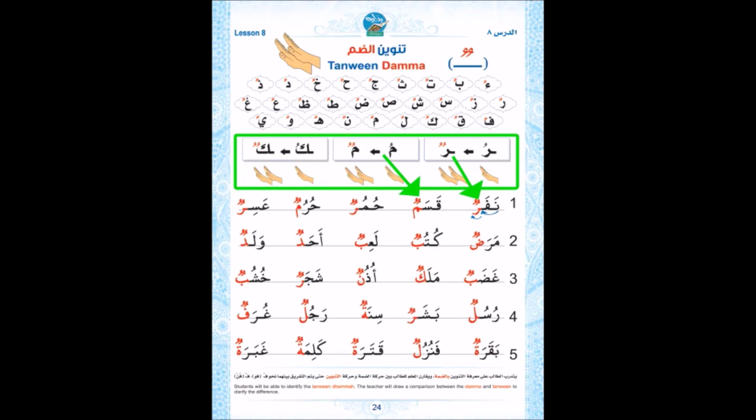Tanween Dhamm is represented with two upward hand motions. Again, the most important takeaway is that the Dhamma and Tanween Dhamm are two related concepts. We don't want students to think of them as two separate things. Tanween Dhamm is merely two dhammas put together with an added sound of noon at the end. For example, Ra dhamma ru, Ra dhammatain run. Same idea as we did with Tanween Kasr and Tanween Fath, inshallah.